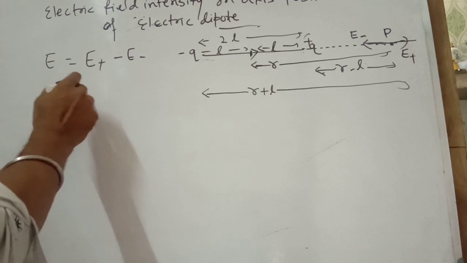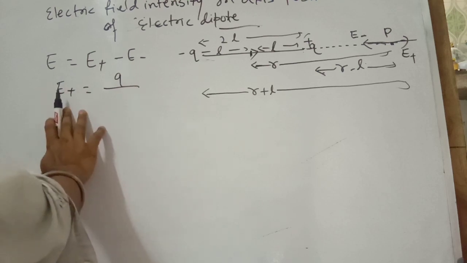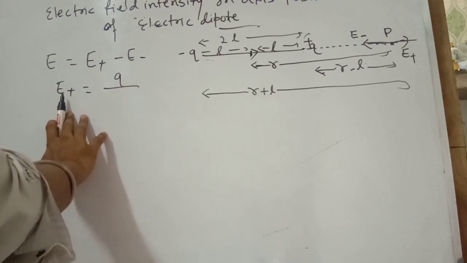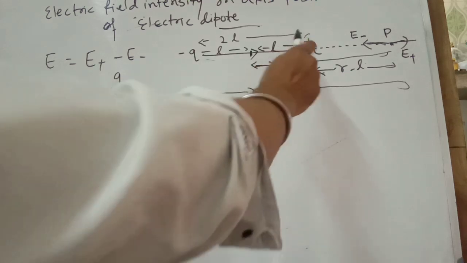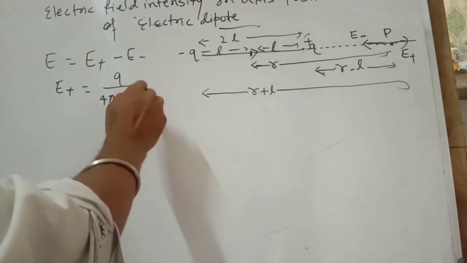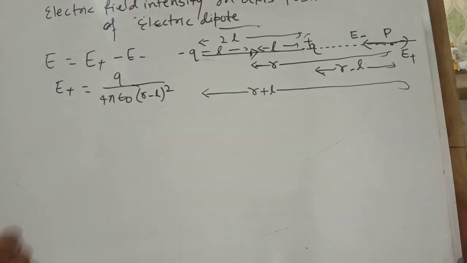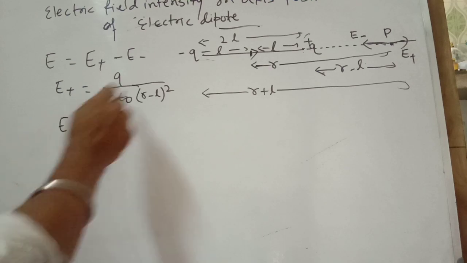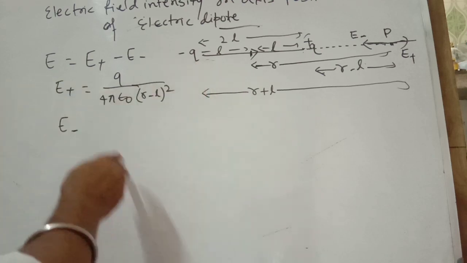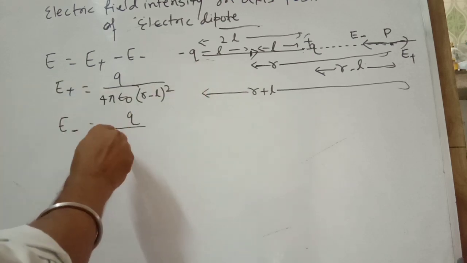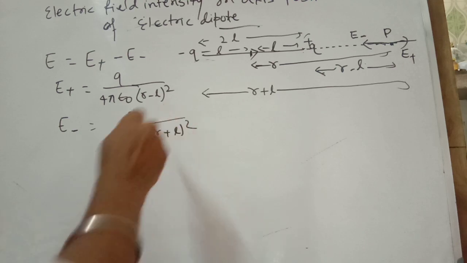What is the value of E plus? The electric field due to the positive charge at point P is q by 4 pi epsilon naught, and the distance between the charge and that point is r minus l, so it is r minus l whole square. Similarly, you can find the electric field due to the negative charge. The distance between point P and the minus q is r plus l, so it is q by 4 pi epsilon naught r plus l whole square.